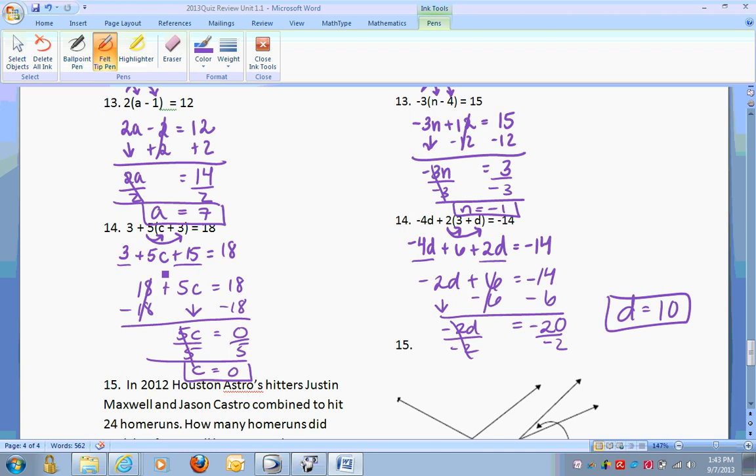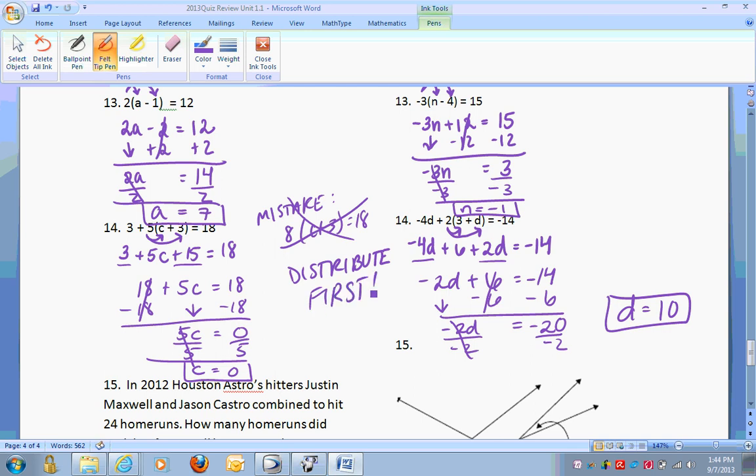Now let's go back to number 14 on the review side. When I distribute this 5, notice I distributed first. Some of y'all will make the mistake, this is a fair warning, of adding this 3 plus 5 first to get 8 times c plus 3 equals 18. Do not do that. Remember, we have to distribute first.